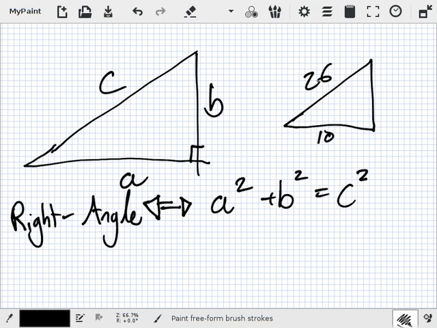24, yeah? Because you can say 10 squared plus b squared equals 26 squared. So b will end up being 24. Is that okay? Can I scroll down?